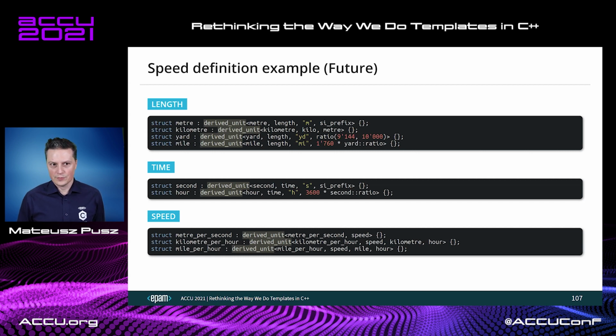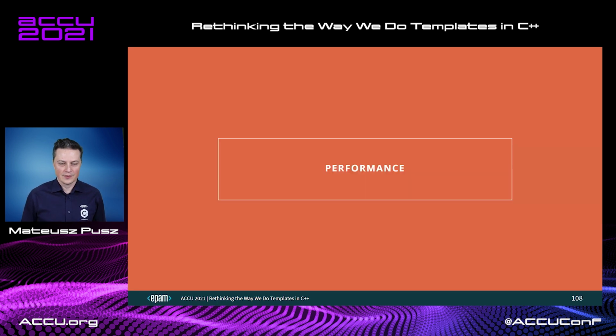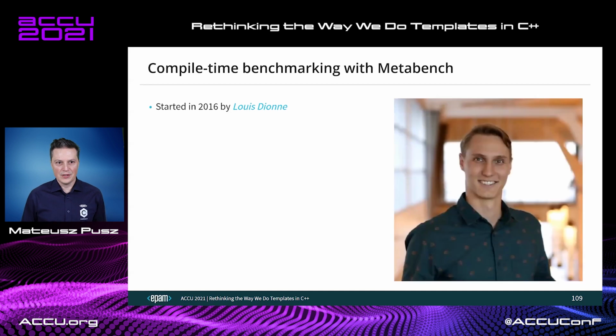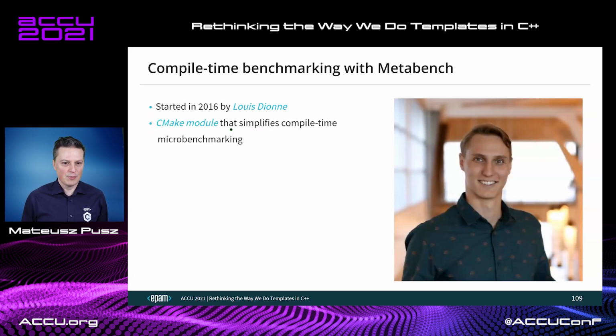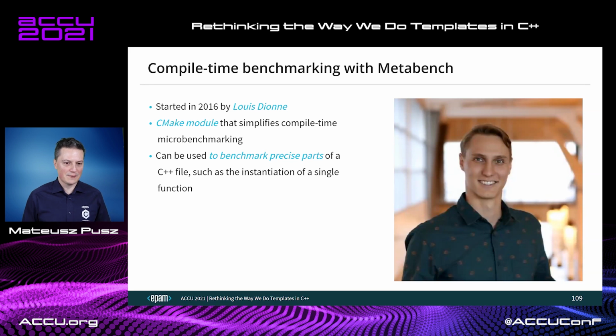Okay, so this is all about the possible future extensions I have for today. And let's change the scope and move to performance. In order to talk about performance, let's talk about MetaBench. MetaBench is a compile time benchmarking tool started by Louis Dionne for his Hana library in 2016. It's just a CMake module that simplifies compile time micro benchmarking. It can be used to benchmark precise parts of a C++ file, not entire files, but just precise parts of it.